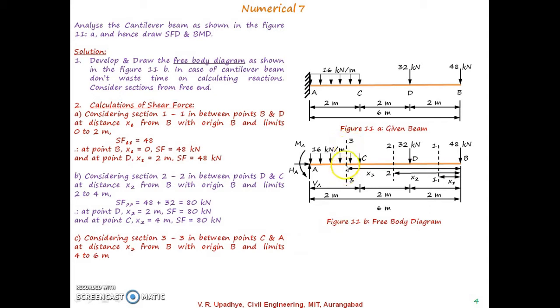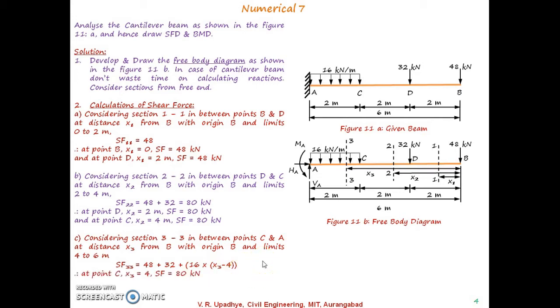Now if we take the shear force at section 33 by considering the forces acting on the right part of it, that will give us SF33. The first force is 48 kilonewton downward, positive, then 32 kilonewton downward, plus the 16 kilonewton per meter uniformly distributed load between point C and section 33. Distance from B to section 33 is x3, and from B to C the distance is 4 meter, so the distance between C and section 33 will be x3 minus 4. The total force due to the UDL acting on x3 minus 4 distance will be 16 multiplied by that distance. So the equation becomes SF33 is equal to 48 plus 32 plus 16 multiplied by x3 minus 4.